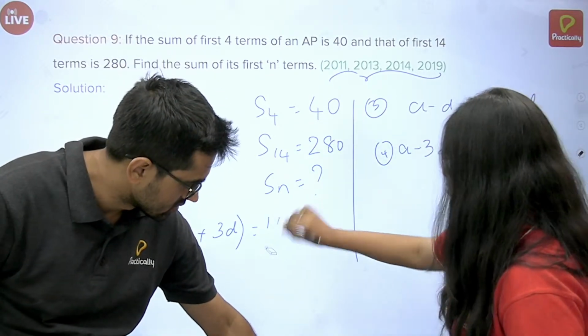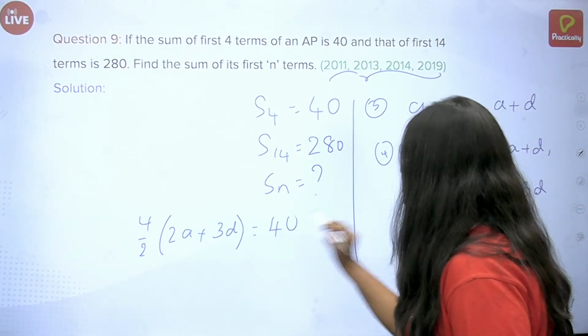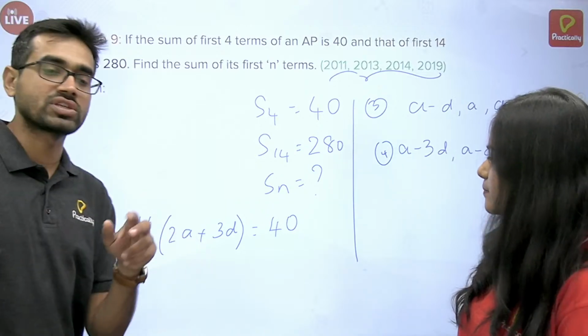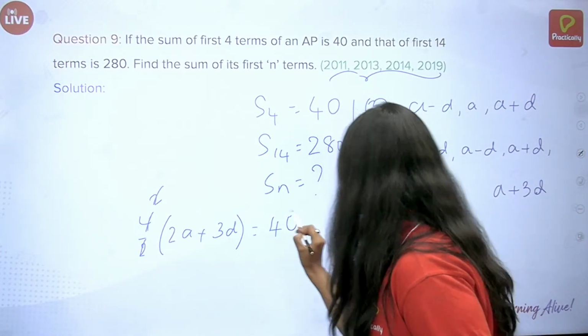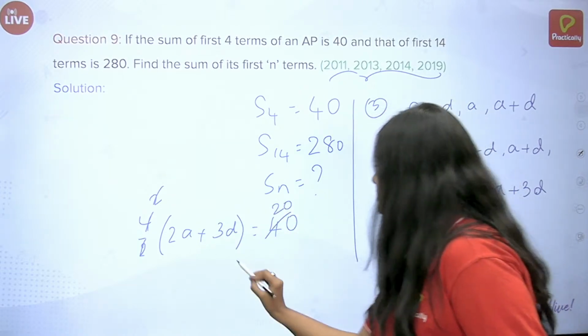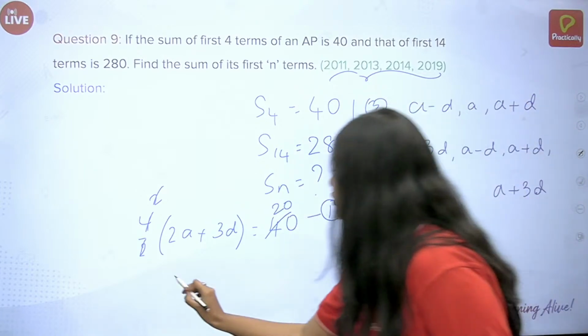Okay, so basically it will be a linear equation in 2 variables, a and d. So divide by 2: 2a plus 3d equals 20. Let's take this as equation 1. Okay. Next will be 14 by 2.